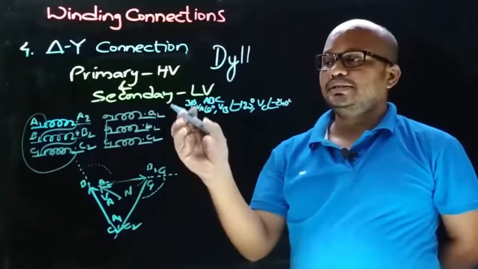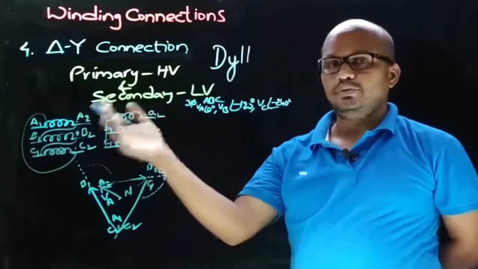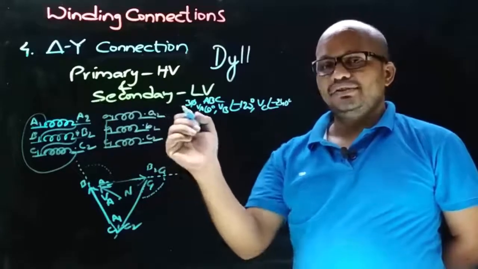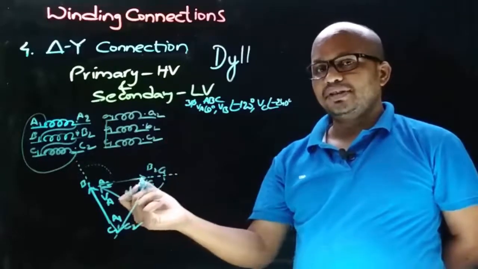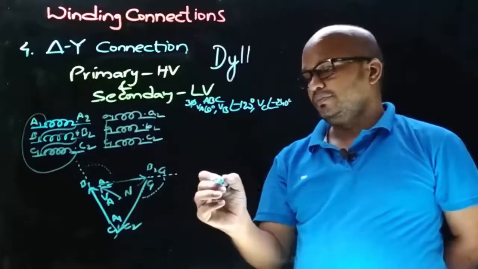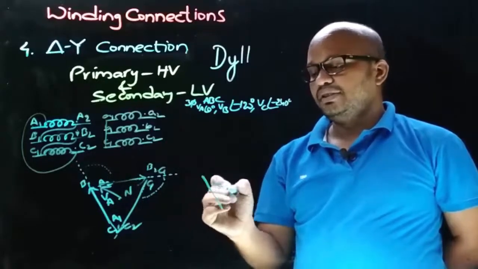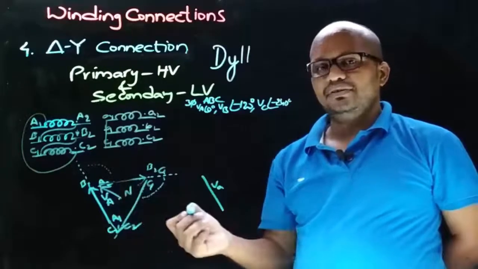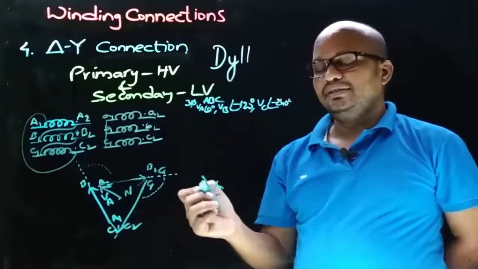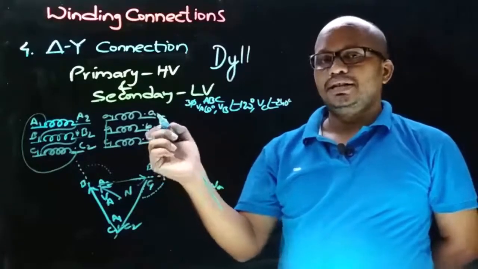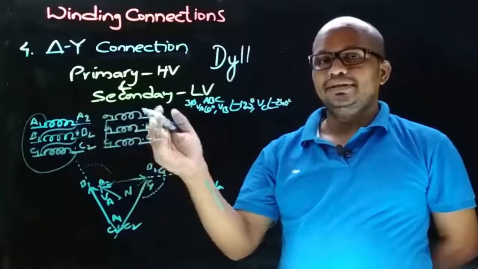And we know that the secondary side phasors are drawn parallel to the primary side phasors. So let's draw the secondary side VA phasor parallel to the primary side VA phasor. So let this be the secondary side VA phasor parallel to the primary side VA phasor. Now let's decide the direction of the secondary side VA phasor, which depends on the connections we took on the primary side and secondary side.